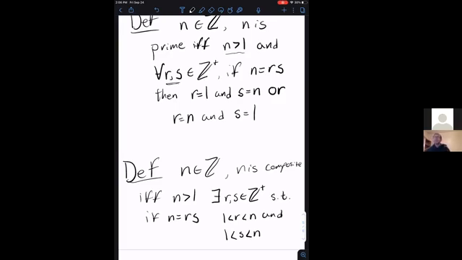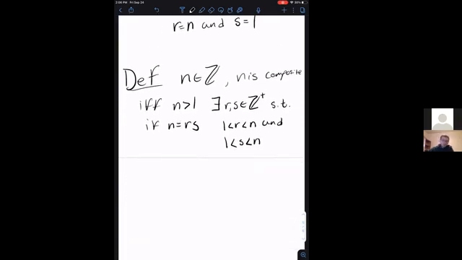It means if I give you like the number 21, then there are two positive integers between 1 and 21 that multiply to 21. So for 21, the answer is 3 and 7. So r could be 3, s could be 7. I found two integers. There exist means there's only got to be one pair, and our one pair for 21 is 3 and 7. So composite just means not prime, really.